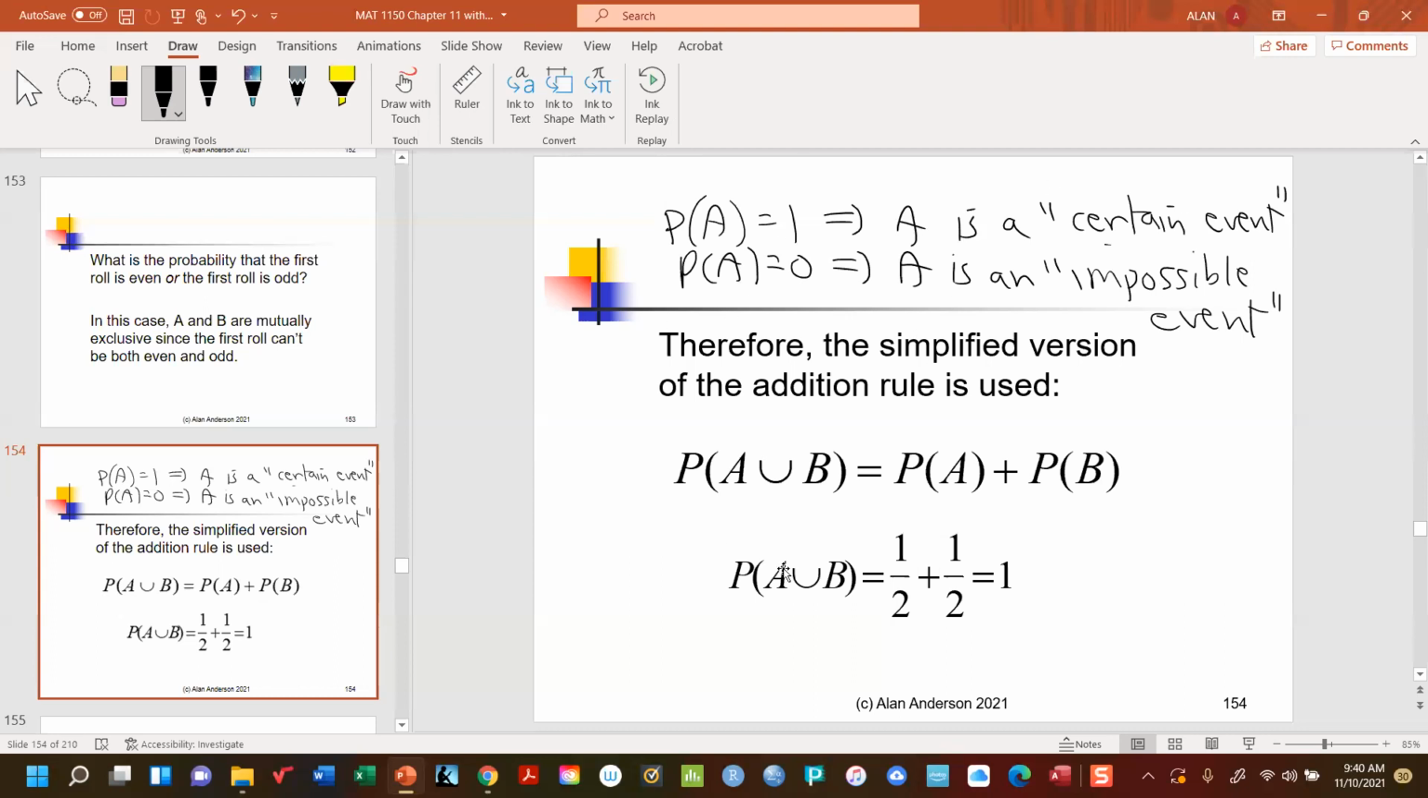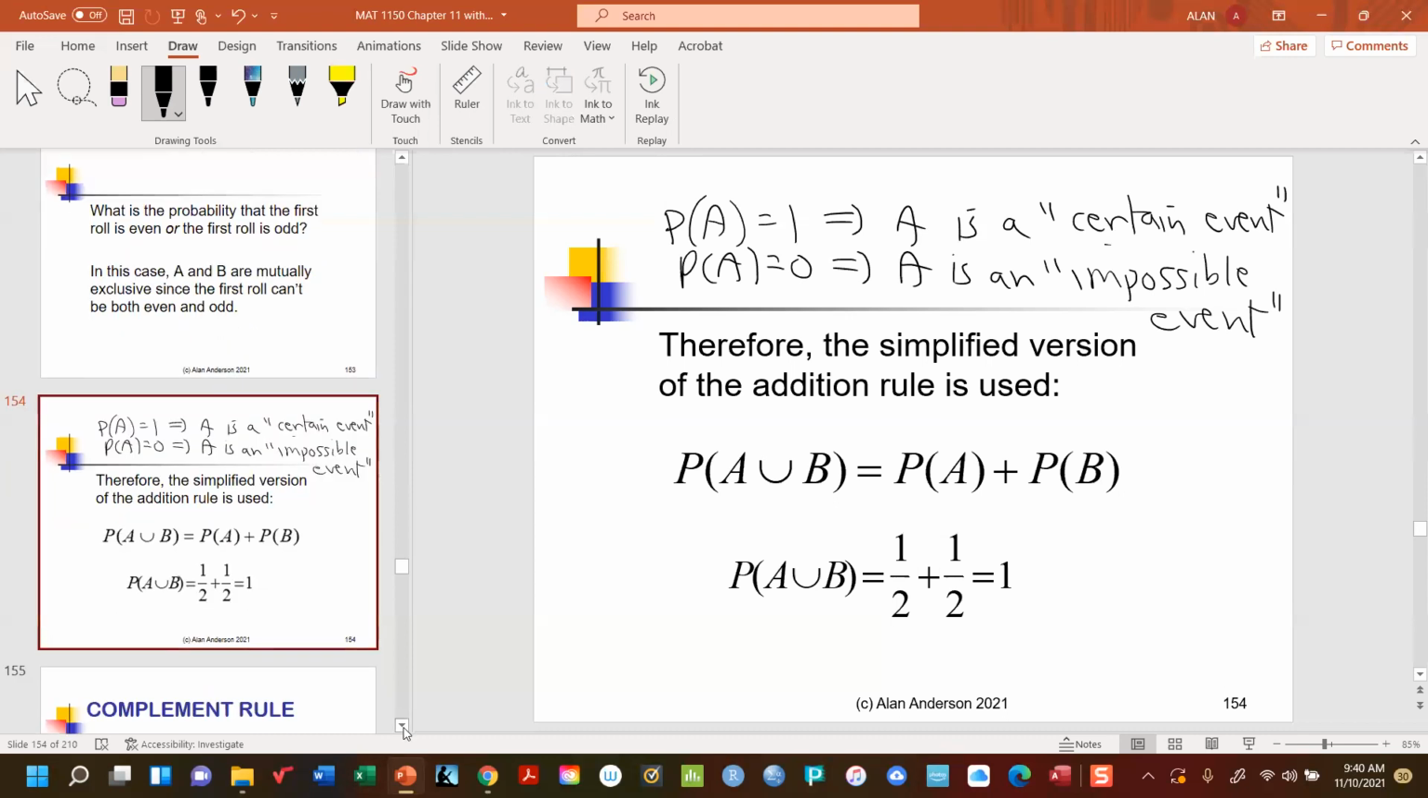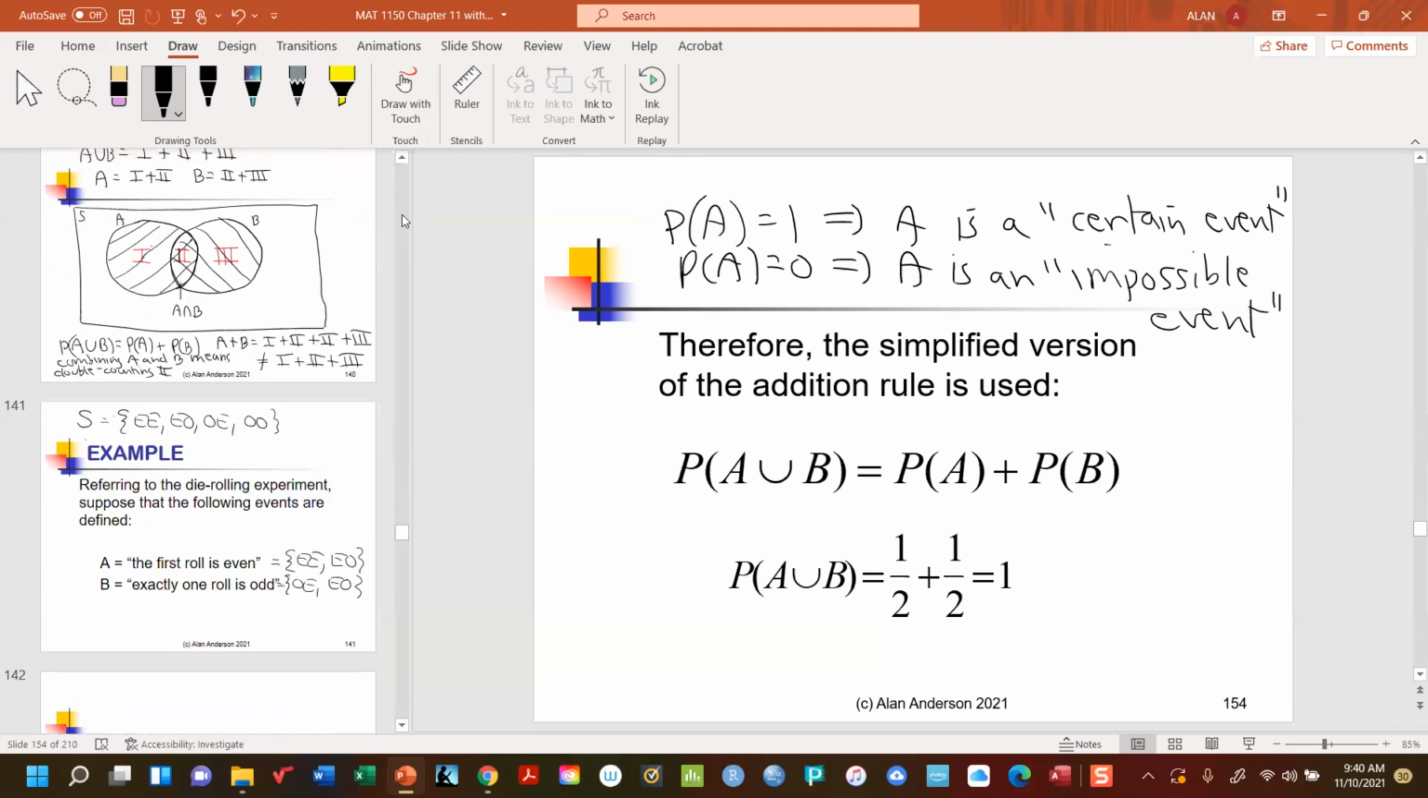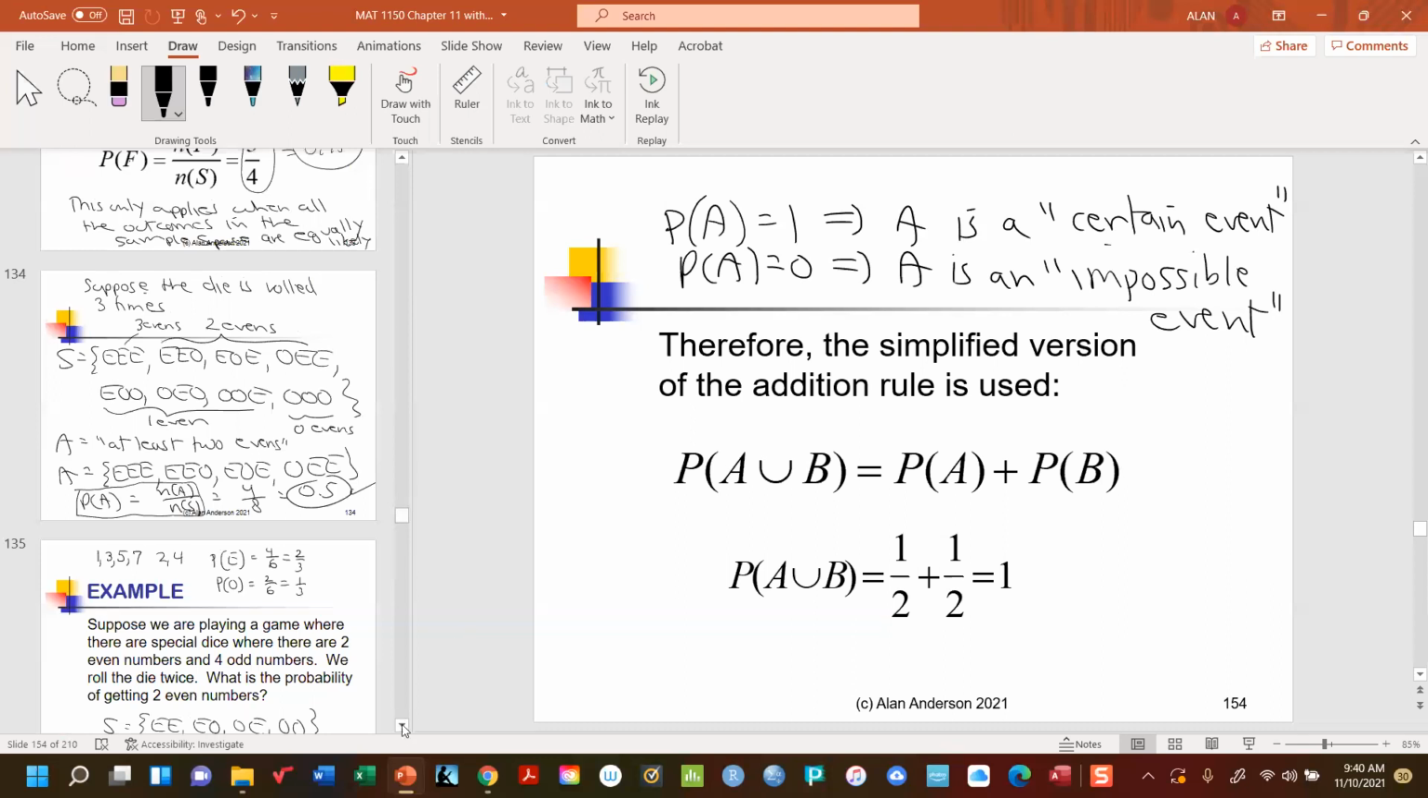All right. So now that's pretty much all we need to say about the addition rule. I think you'll agree that it's pretty straightforward. All right, now the second of the three on our list, go back for a second, is the complement rule.